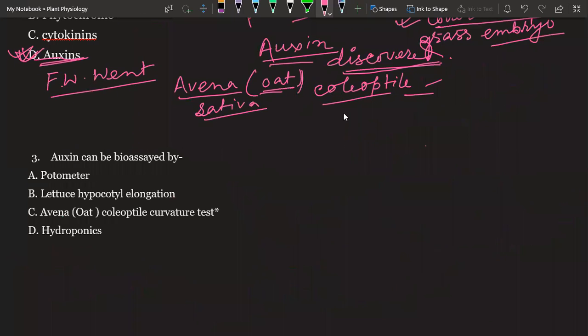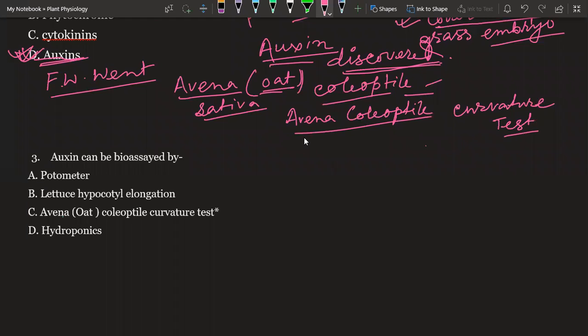That experiment is known as the Avena coleoptile curvature test. This was a very famous experiment because all these things led to the discovery of the plant growth regulators, growth hormones. Okay, so here is the next question related to that.